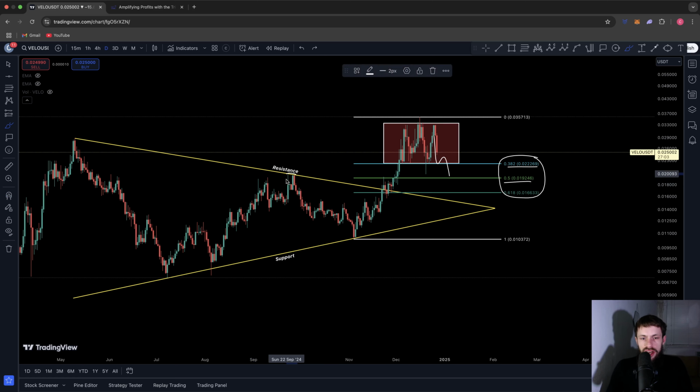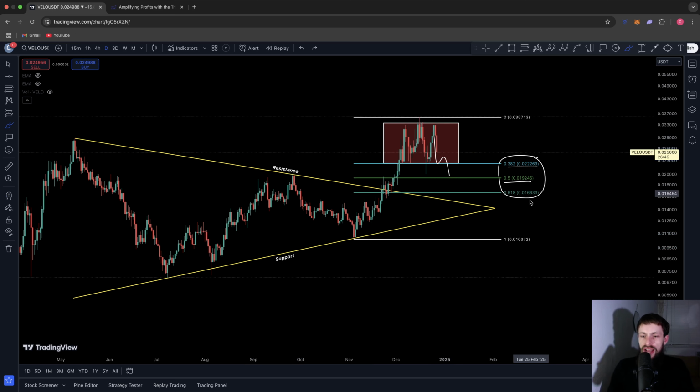So this high right here is roughly the 0.50 support on the fib from this high retracing back to our low. This high is the 0.50 region. So we could see relief at that point and then start looking to get our neck out of the woods if we do break down and lose 0.022.